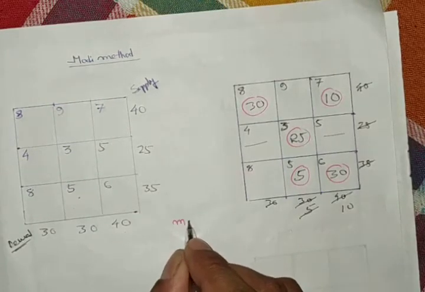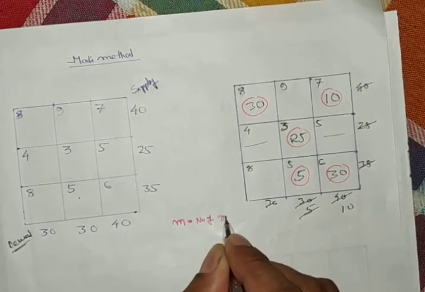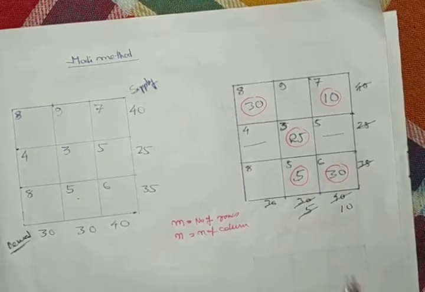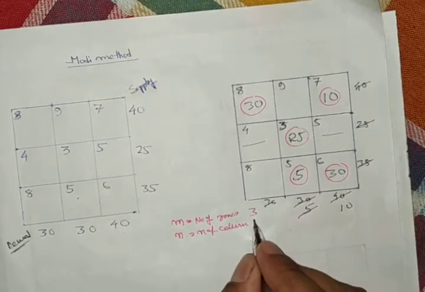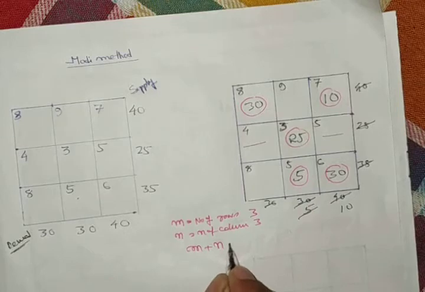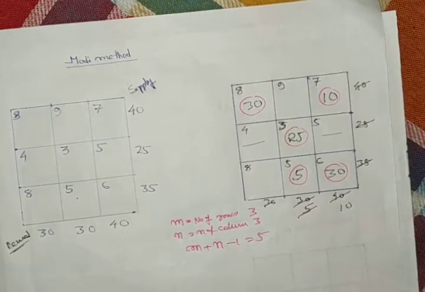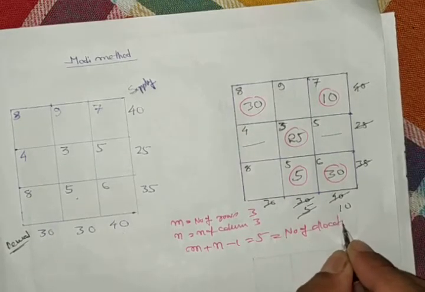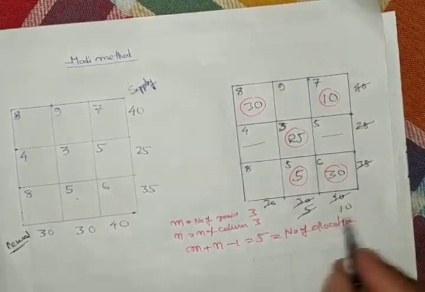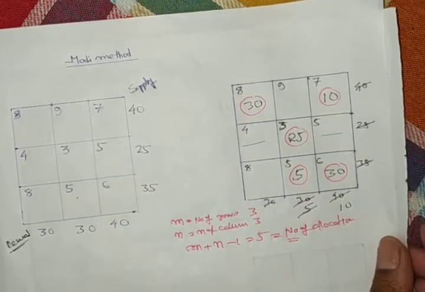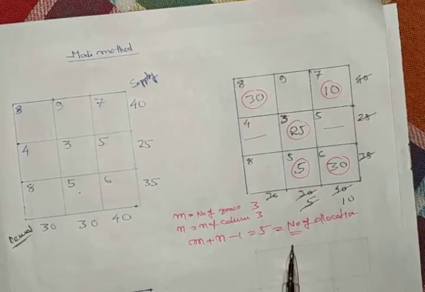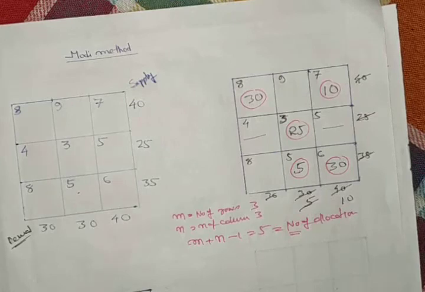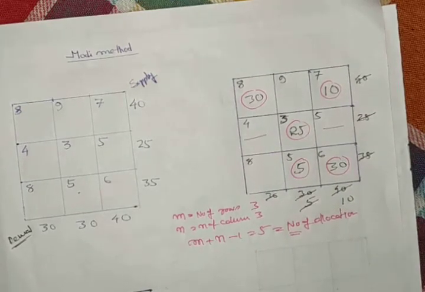So M is the number of rows, N is the number of columns. The number of rows is 3, so M plus N minus 1 is 5, which is equal to the number of allocations. It is 1, 2, 3, 4, 5. So this is not a degenerate problem. So we can proceed to find out whether this solution is optimum or not.